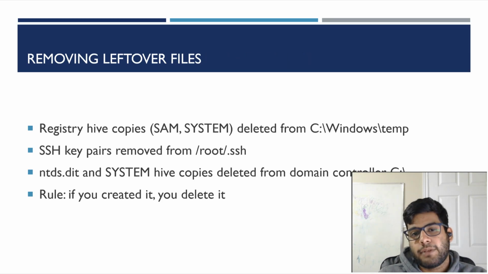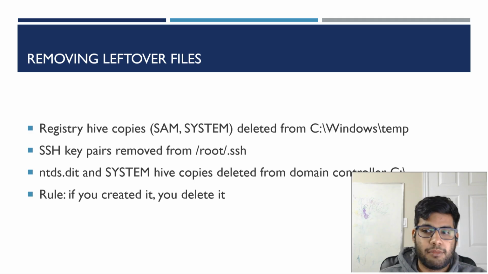During the engagement, we left files on multiple systems. On the Windows server, we had copies of the SAM and SYSTEM registry hives sitting in the temp directory. Those get deleted with the del command. On the Linux server, there were SSH key pairs that needed to be removed. And on the domain controller, we had a copy of ntds.dit and the SYSTEM hive sitting on the C drive. Those are probably the most sensitive files of the whole engagement because they contain every domain account hash.